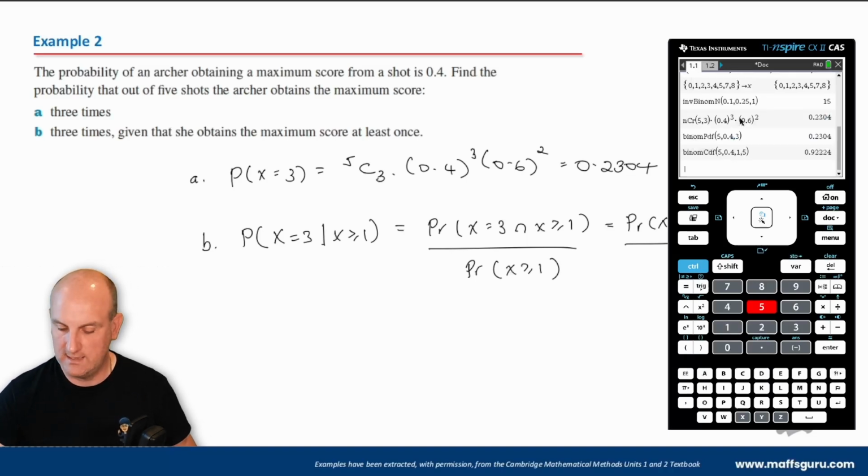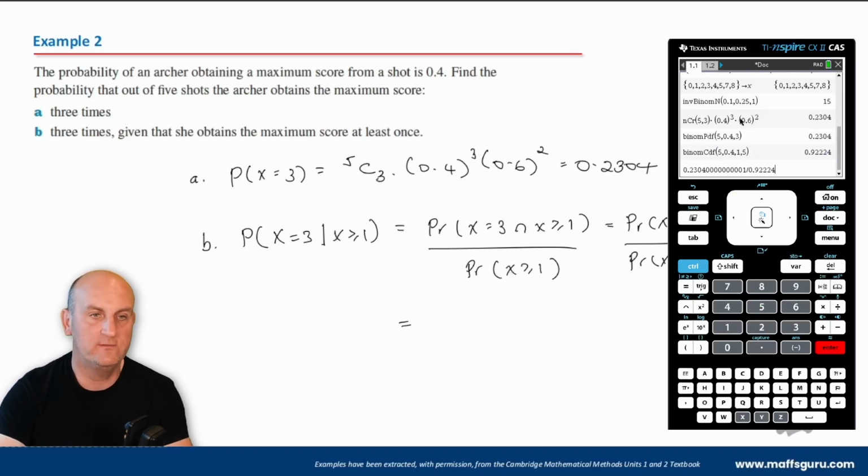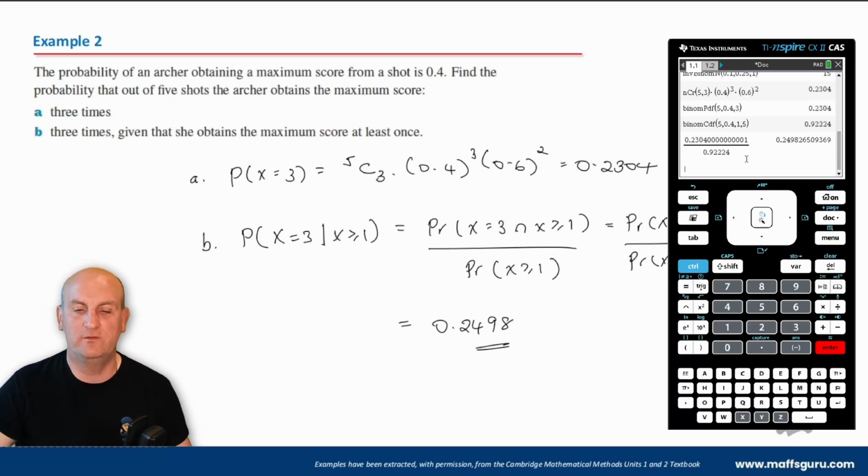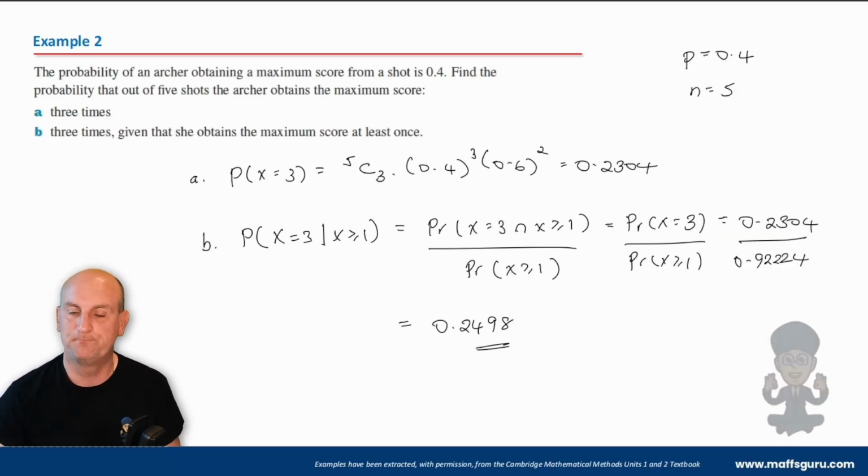Hit enter, and we get, divided by, and again, we'll just write that in longhand. X is greater than or equal to 1, 0.92224. And so therefore, doing that divided by that, hit enter, gives me 0.2498. I'm going to put it to 4 decimal places because pretty much it's asked to be in 4 decimal places in VCAA papers. And that's something to also be very aware of at the start of the exam, to make sure that you read the front cover and understand what the order of accuracy is going to be.